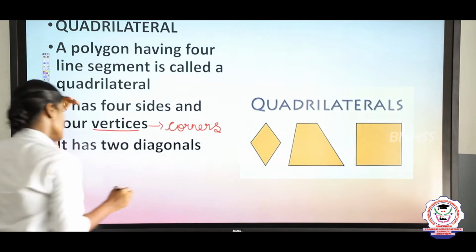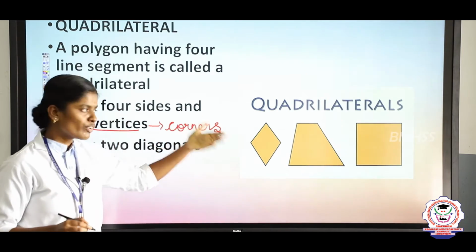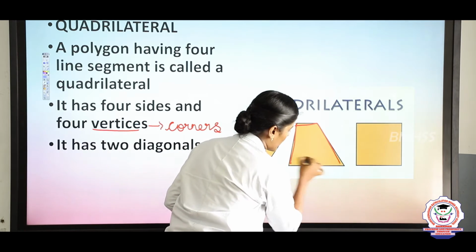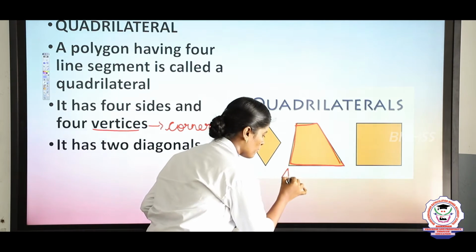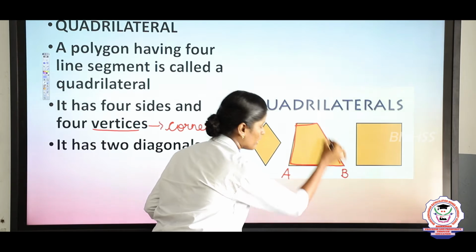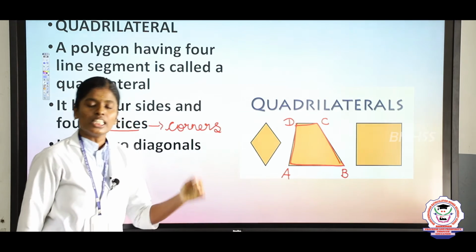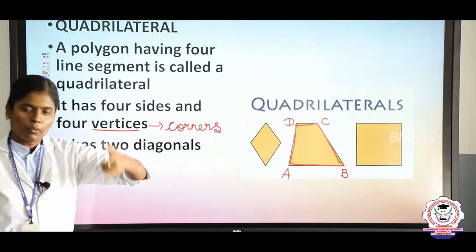C-O-R-N-E-R-S. So vertices means corners. It has 4 sides. For example, I'll take this picture and keep the names: A, B, C, D. A polygon having 4 line segments is called a quadrilateral.